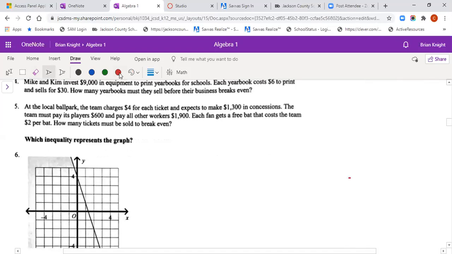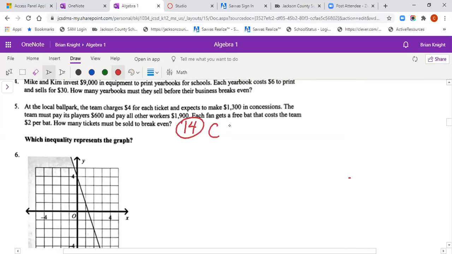Shifting gears here. Okay. Not quite the same now. It says Mike and Kim invest $9,000 in equipment to print yearbooks for schools. Each yearbook costs $6 to print and sells for $30. How many yearbooks must they sell before their business breaks even? So we have for 14, is that right, 14?